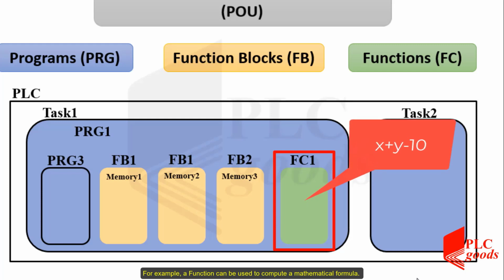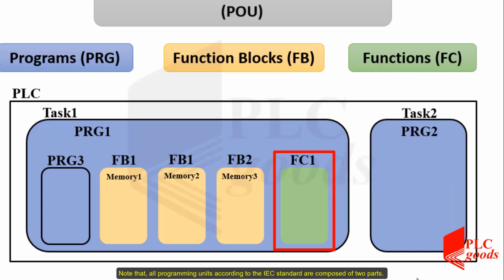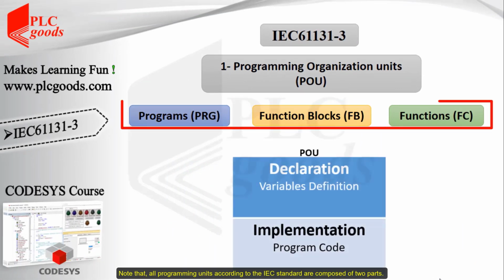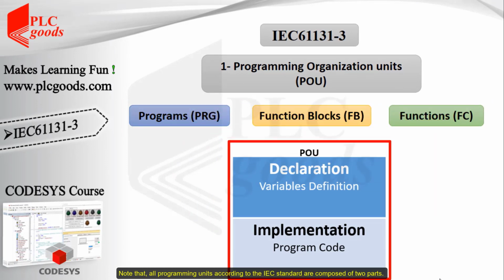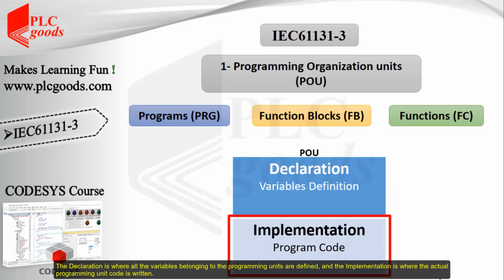For example, a function can be used to compute a formula. Note that we don't need to store any parameters after receiving the result. Note that all programming units, according to the IEC standard, are composed of two parts. The declaration is where all the variables belonging to the programming units are defined, and the implementation is where the actual programming unit code is written.